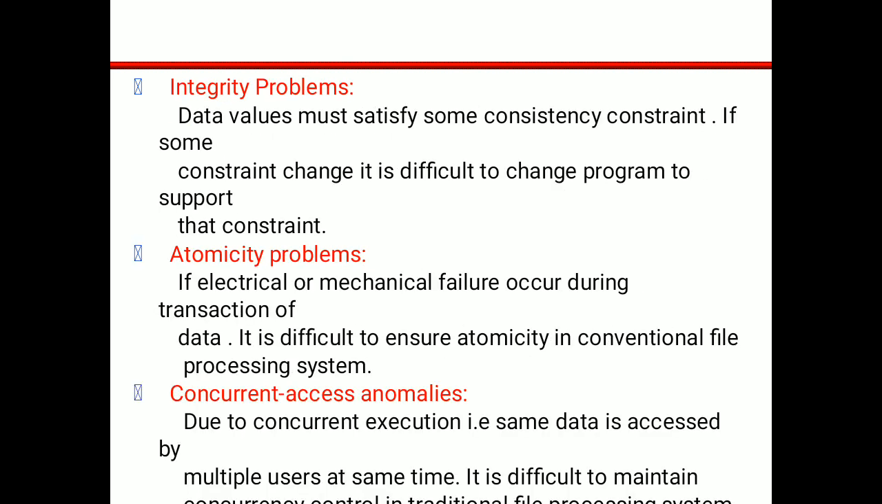Integrity problem. Data values must satisfy some consistency constraint. If some constraint changes, it is difficult to change the program to support that constraint. So, that is integrity problem. Constraint is nothing but the condition. For example, if you have an online voting system, the voter's age should not be less than 18, it should be greater than or equal to 18. So, that is the constraint.